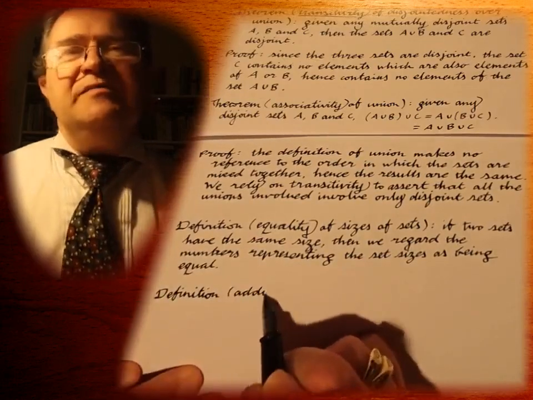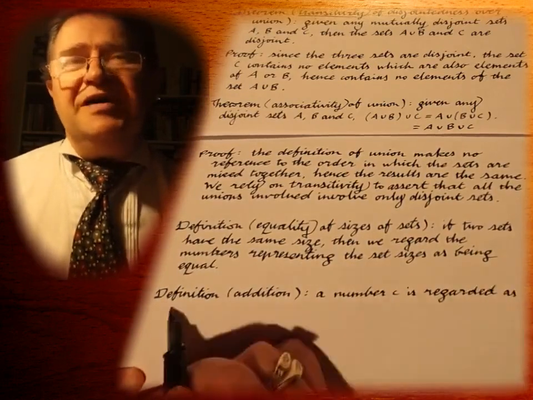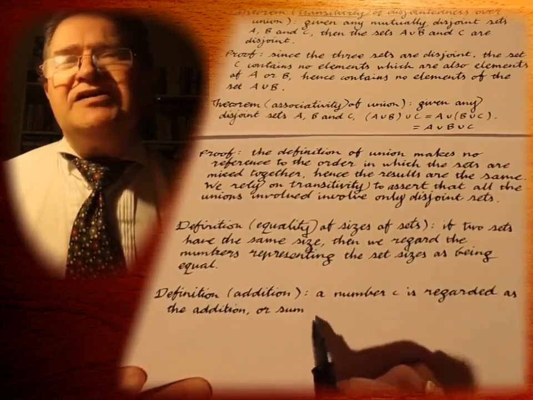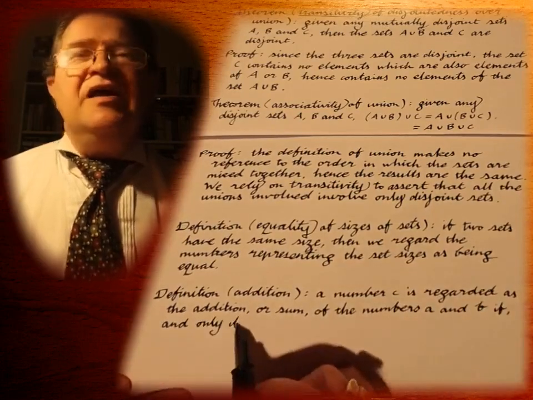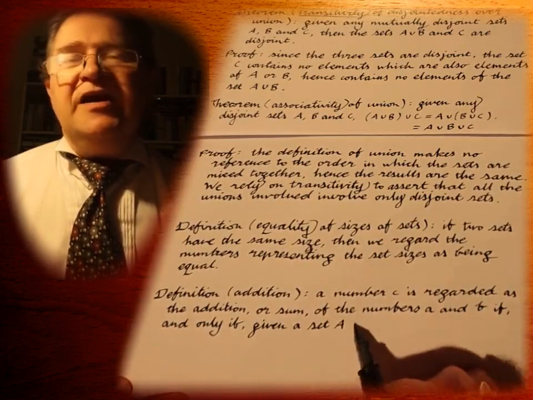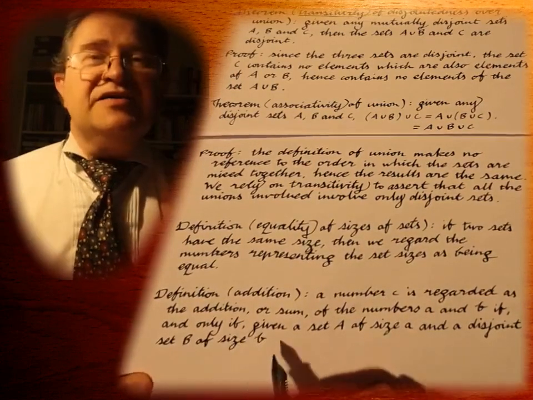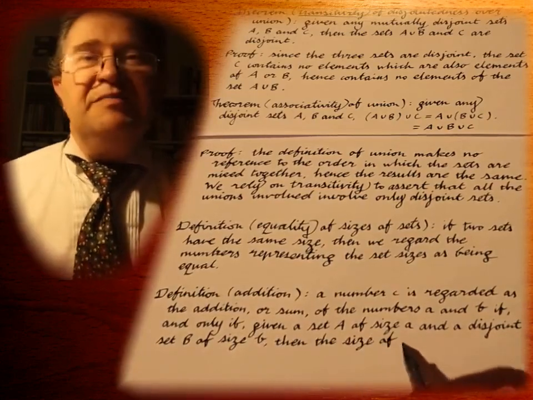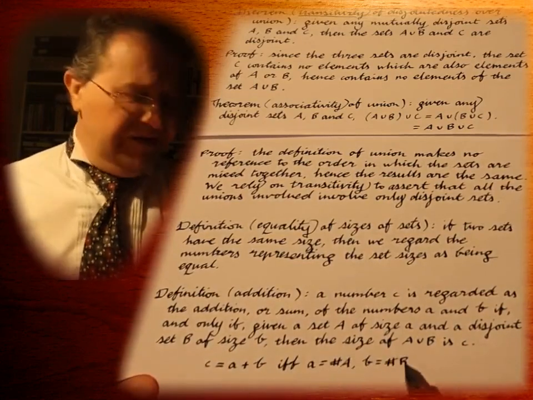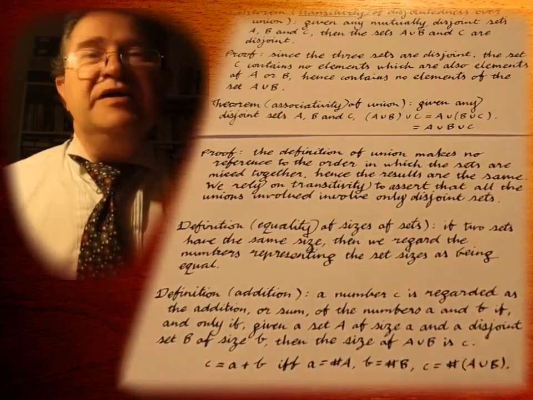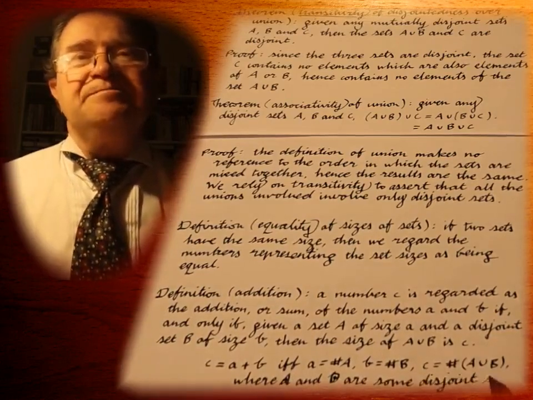Now, a number C is regarded as the addition or the sum of the numbers A and B if and only if, given a set A of size A and a disjoint set B of size B, then the size of A union B is C. And we can write this in symbols as C equals A plus B if and only if A is the size of A, B is the size of B, C is the size of A union B, where A and B are some disjoint sets.